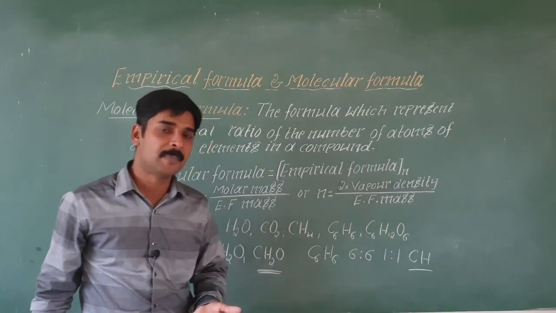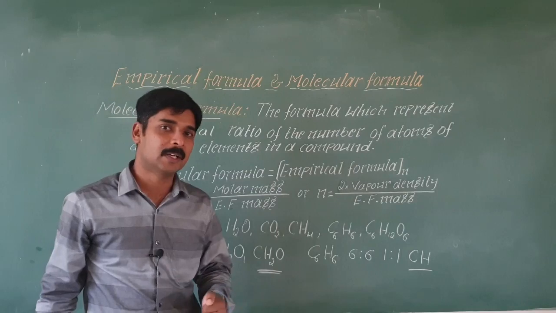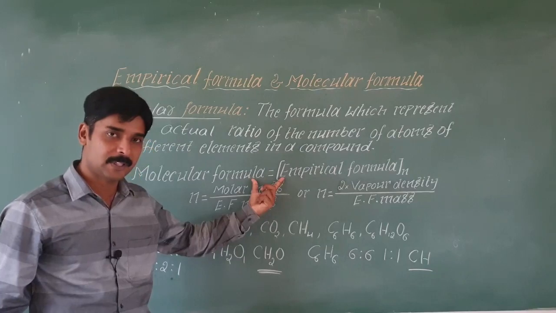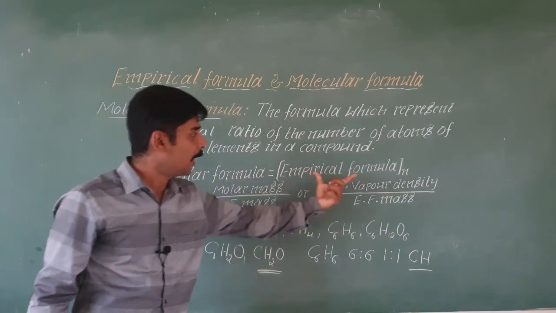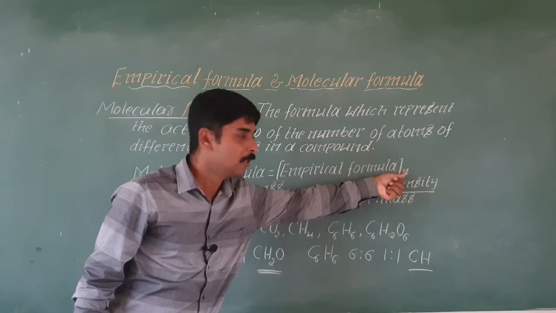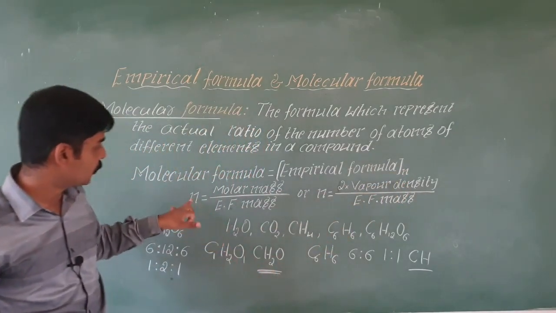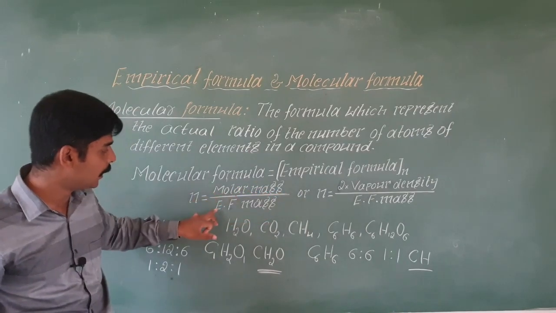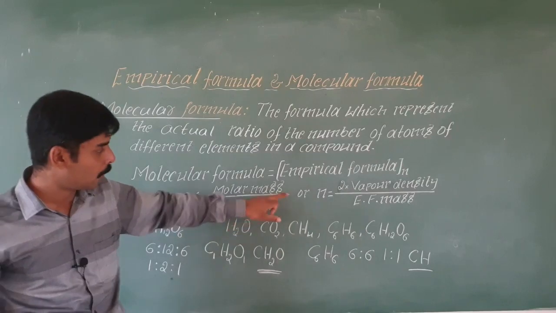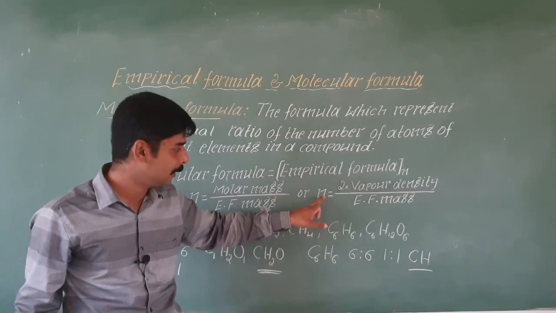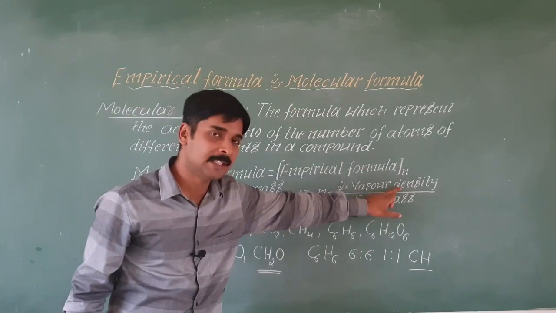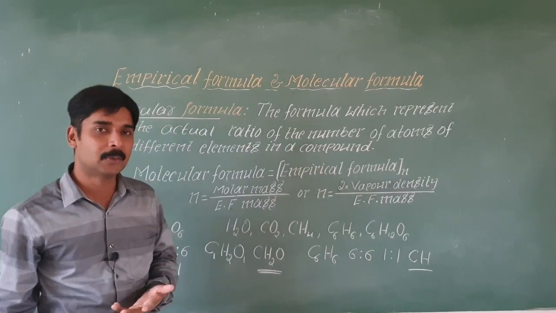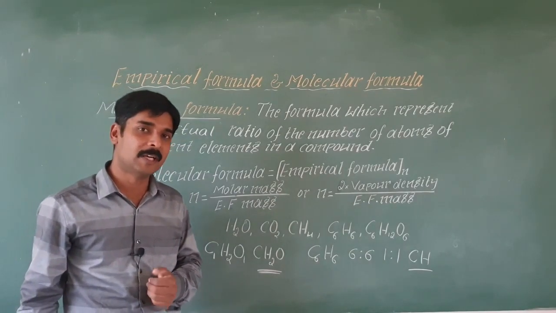Now, how is the empirical formula related to the molecular formula? The molecular formula and empirical formula are related by this equation: molecular formula is equal to empirical formula times N. So what is this N? How to find the value of N? N is equal to the molar mass or molecular mass of the given compound divided by the empirical formula mass. Or there is one more formula to find this N: N is equal to 2 times vapor density divided by empirical formula mass. Let us take an example problem and try to understand how to calculate the empirical formula and molecular formula.